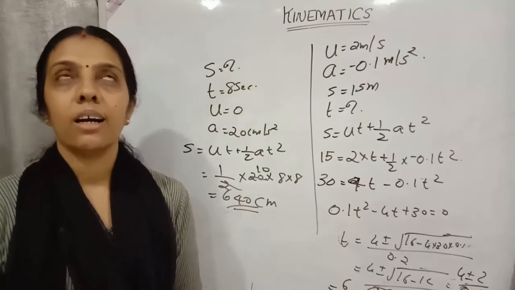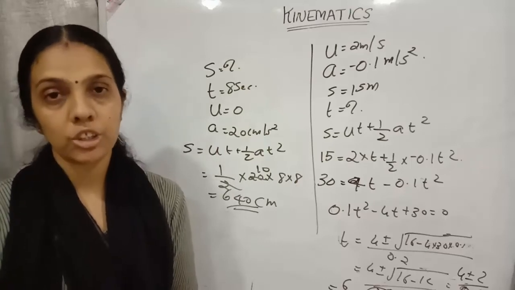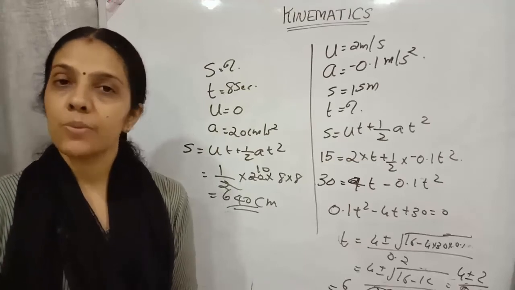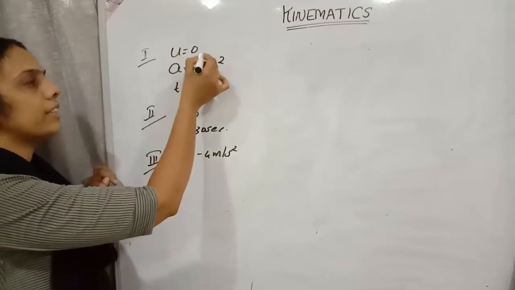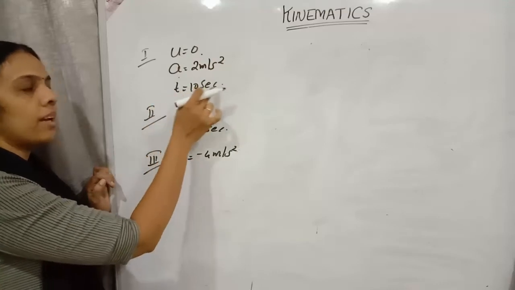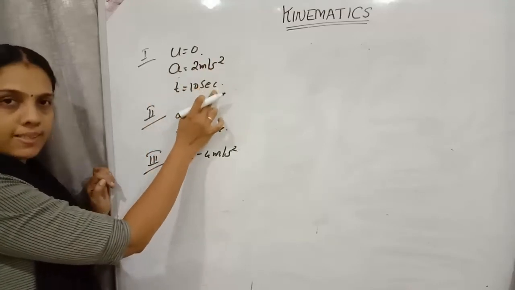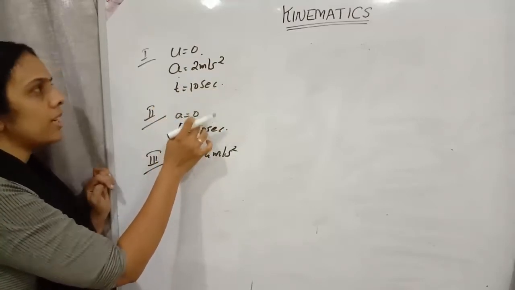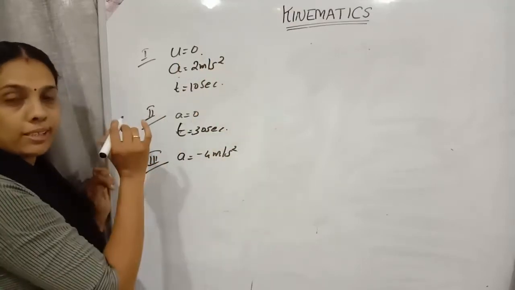So you can use the equations of motion in the first and last portions, and in the center portion we can use distance as velocity into time. So these are the data given over here. Initially it is starting from rest and moving with an acceleration of 2 meter per second square for time 10 seconds. After that it is moving with constant velocity. Here we need to find the distance traveled in each position.